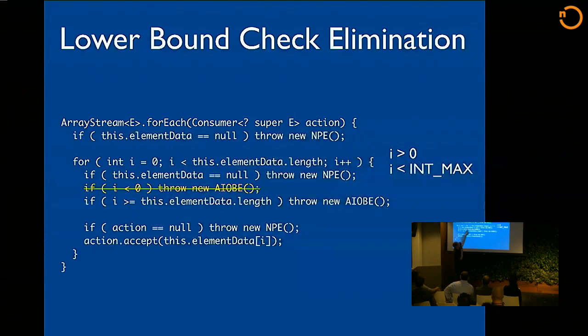Instead, in Java, what we have to do is say, well, this element data length, that's an array. And arrays can only have positive lengths between 0 and int max. So we can constrain I to a value between 0 and int max. I guess those should have been greater than or equal to, less than or equal to. So I cannot be less than 0.